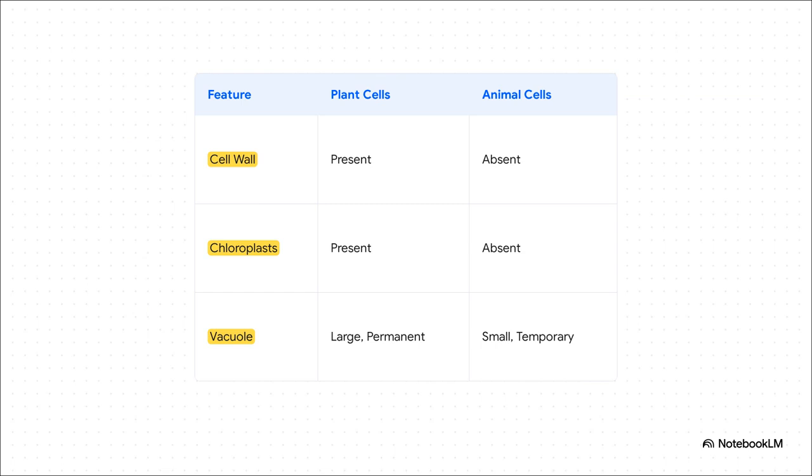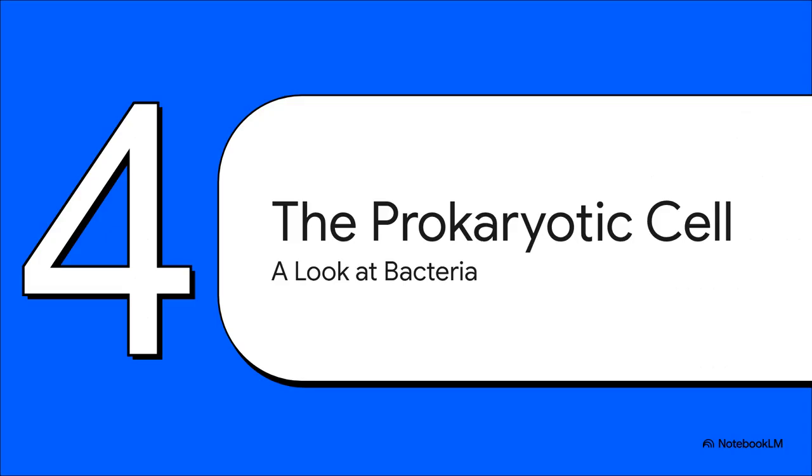That's the same stuff that makes up wood, giving them structure. Second, they have chloroplasts, which are like little green solar panels that make food from sunlight. And finally, a huge central vacuole that's like a water-filled balloon, pushing outwards to keep the whole cell firm and strong. All right, we've seen the complex city that is the eukaryotic cell.